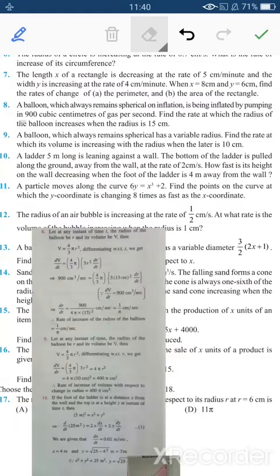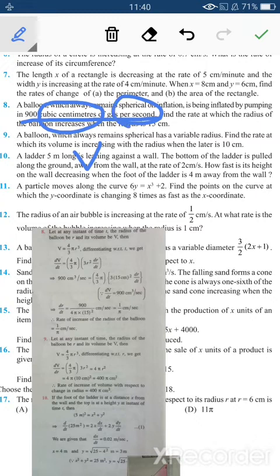Number 8. A balloon which always remains spherical on inflation is being inflated by pumping in 900 cubic centimeter of gas per second. So if you see the 900 cubic centimeter of gas per second, what is it? Cubic centimeter is the unit of volume and per second is time. So it means we are given dV/dt. According to the question, dV/dt is given to us as 900. I hope this concept is clear, everyone.